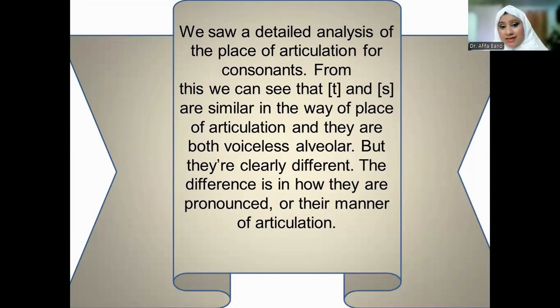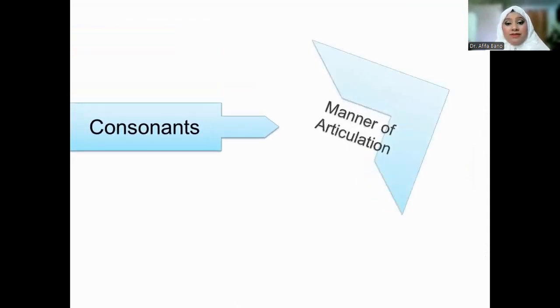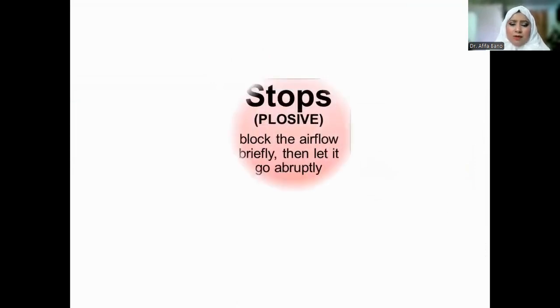From this, we can see that ta and sa are similar in place of articulation, and they are both voiceless alveolar, but they are clearly different. They are not the same sounds, right? The difference is in how they are pronounced, their manner of articulation. So although they are the same in place, they are still different. We will see how they are different in the production, the manner of articulation of these sounds. Okay. Now, what are the manners of articulation?